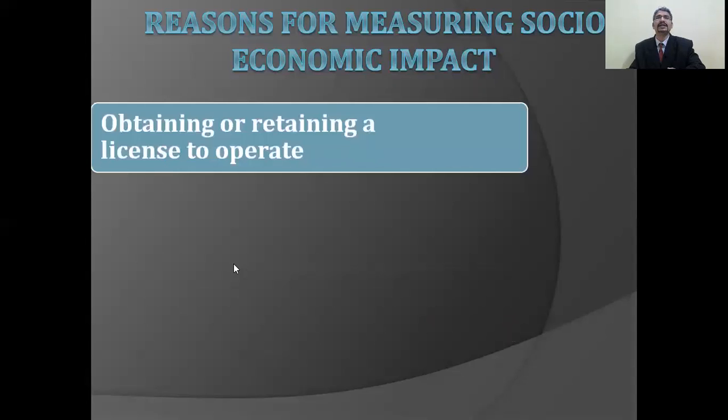First thing is obtaining or retaining a license to operate. Measuring socio-economic effect can assist businesses to demonstrate to communities, government officials, and other stakeholders, such as donors or civil society groups, that their operations have a positive impact on the economy and society in which they operate, and reduce the risk of negative press, protest, and declining government backing for present and future activities. This is how we need to focus on the social elements.